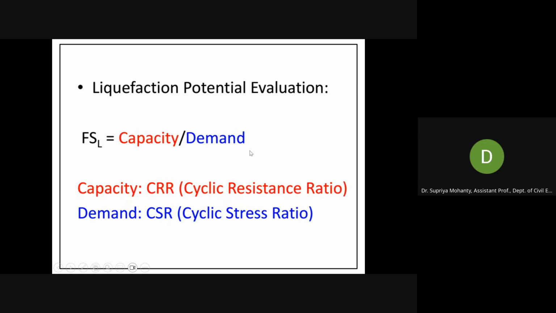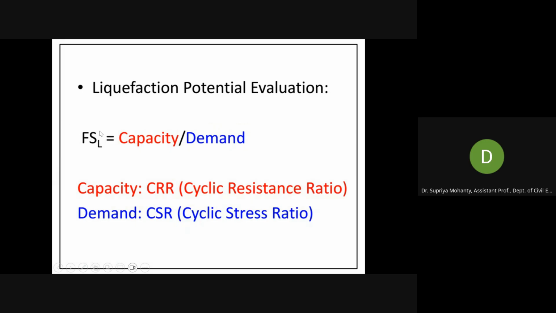For this seismic demand, as you know, India is divided into different seismic zones. In this 2025 code, zone 6 has been included. So different regions have different seismic demand, and depending on that, the PGA value is different. So demand will be different for different sites, and capacity depends on the soil capacity, meaning the resistance of the soil. The ratio of these two, capacity to demand, is the factor of safety against liquefaction.